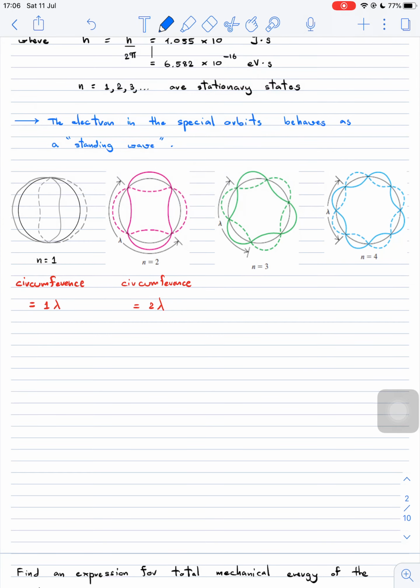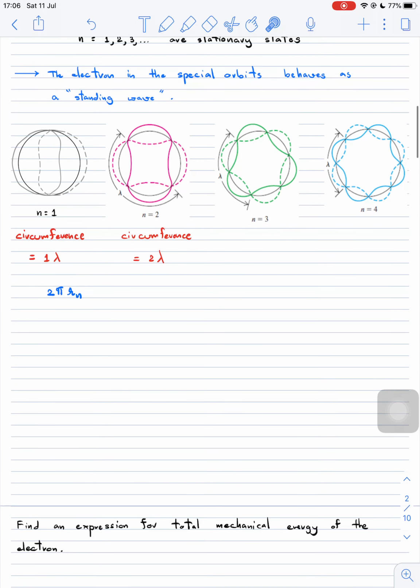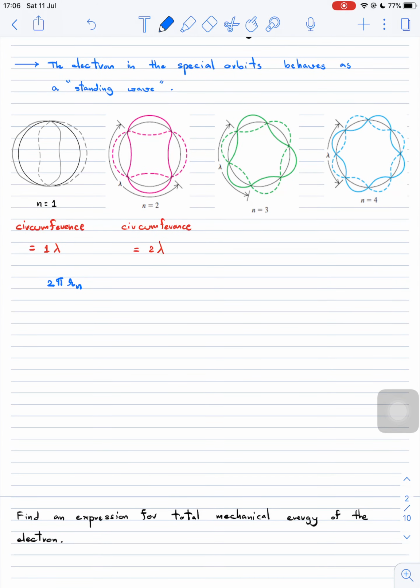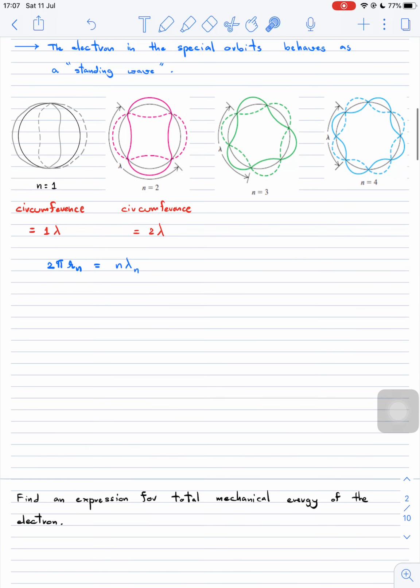Then in the general case, we get that 2 pi times Rn, which is the circumference of the circle, is equal to n times lambda n. Let me say lambda n, because the lambda in each case is different. The lambda is different for each n.